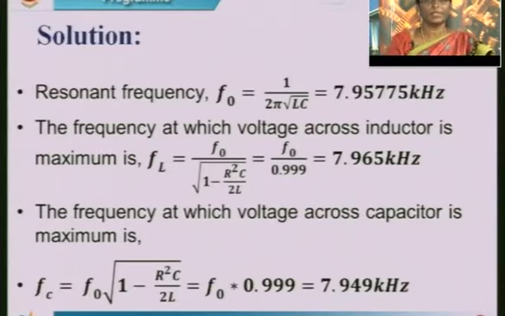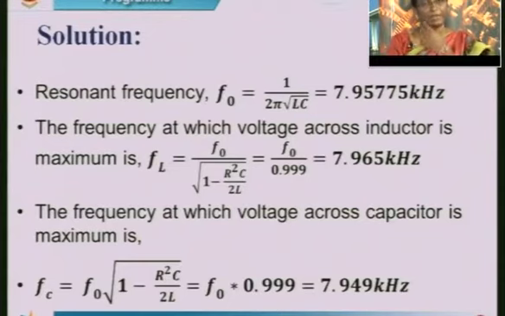Next, we are going to find the frequency at which voltage across the capacitor is maximum. It is the same equation, we are just multiplying with F naught. So FC is equal to F naught into square root of 1 minus R square C by 2L. We know F naught is 7.95777, and we know that the square root of 1 minus R square C by 2L is 0.999. So it is nothing but 7.949. So these are both the frequencies.